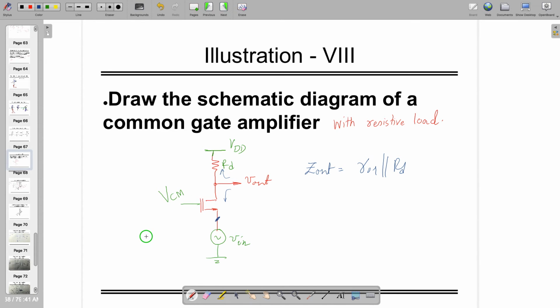Input impedance, in this case, if you are looking at the source side, what is the impedance you are going to see? Hmm? What are you saying? 1 by gm. You might be correct. Okay, your answer is 1 by gm. Somebody else who wants to give another answer than 1 by gm? In this case, there will be body effect. 1 by gm in shunt with 1 by gmb, right?